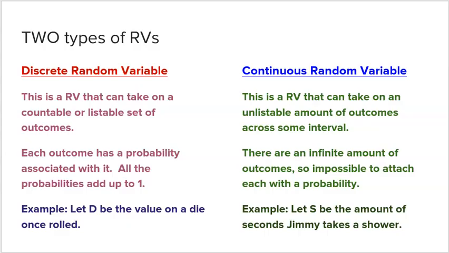A very simple example of this would be if I let S be the random variable for the amount of seconds that Jimmy takes a shower. Now, maybe Jimmy knows that he takes a shower in an interval anywhere from 0 to 2,000 seconds. But within that interval, there's an unlistable amount of outcomes. You can't just think about whole numbers here because, if you got a stopwatch, maybe you got 2 decimals. So a shower could take 99.24 seconds or 526.37 seconds. And when you start to think about decimals, then you really do realize how that interval from 0 to 2,000 seconds is infinite. And that's what makes that a continuous random variable. So these are the two different types of random variables that we have.